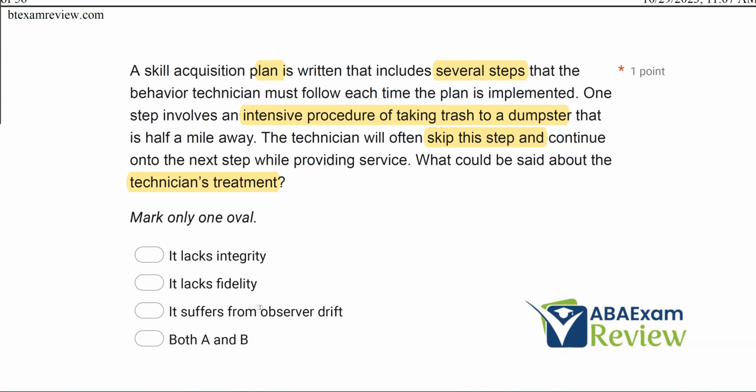Now, C is a little more high level, but it's okay. Observer drift is when we start measuring and observing the wrong thing. We're not doing that here. This technician is just not following the treatment plan as written. So the treatment is lacking integrity, is lacking fidelity, is lacking both A and B. That's a teaching question because you're going to hear the words integrity and fidelity, so I want you to be aware. But don't get too caught up on this question. Learn from it. Let's move on.